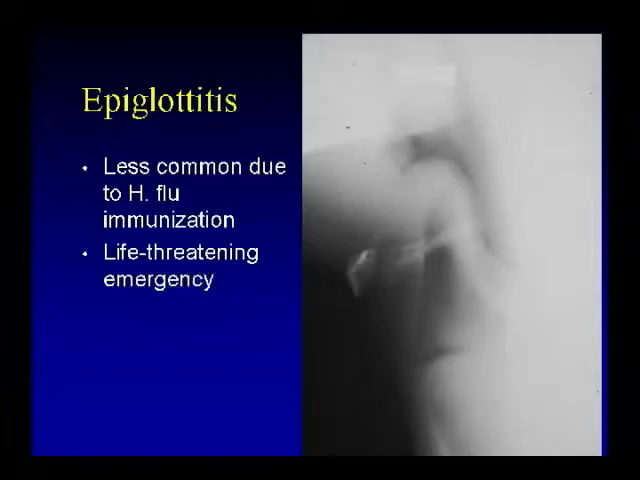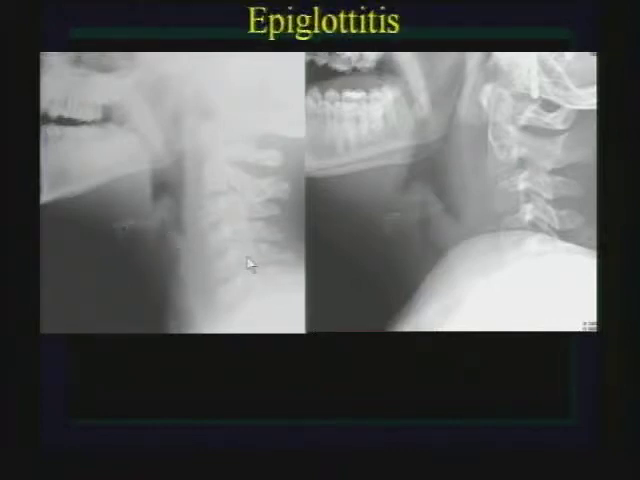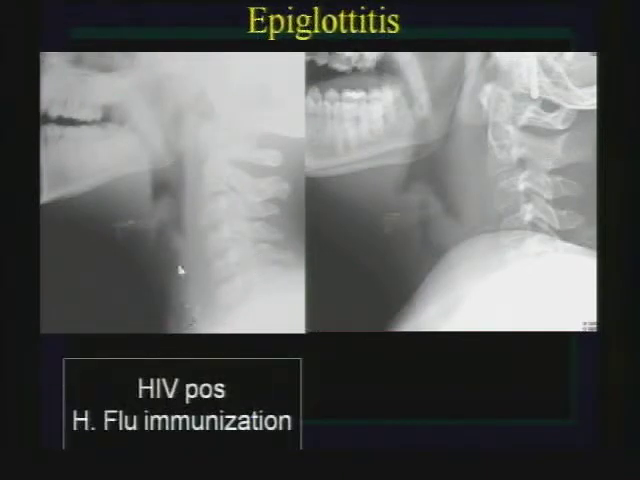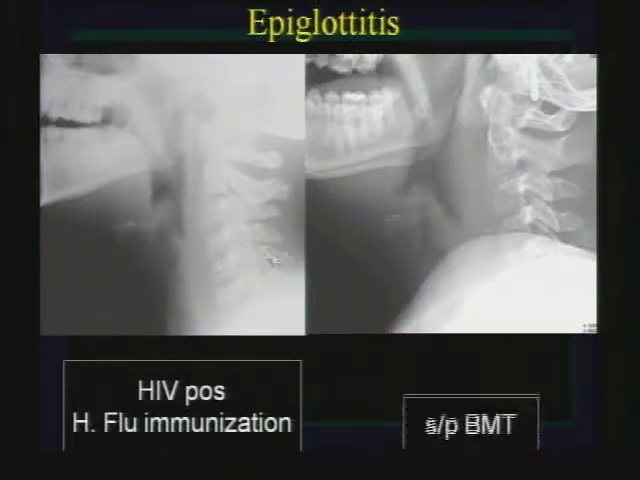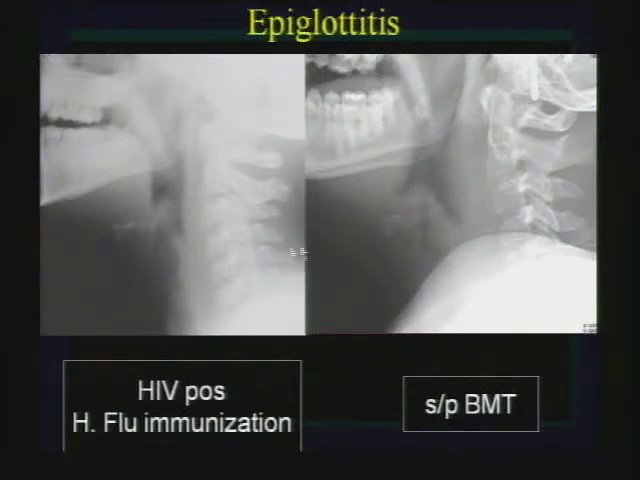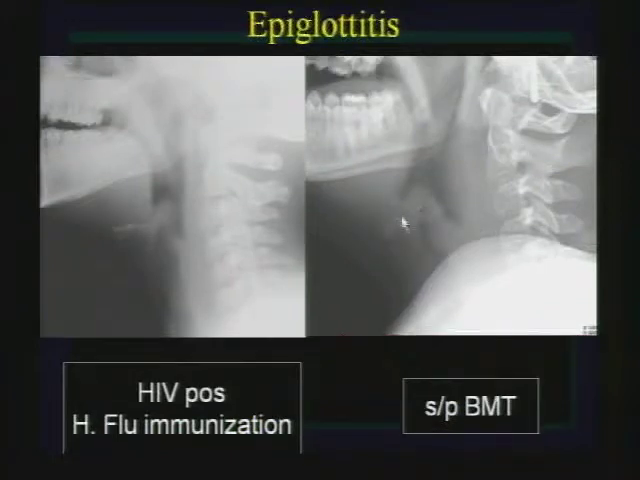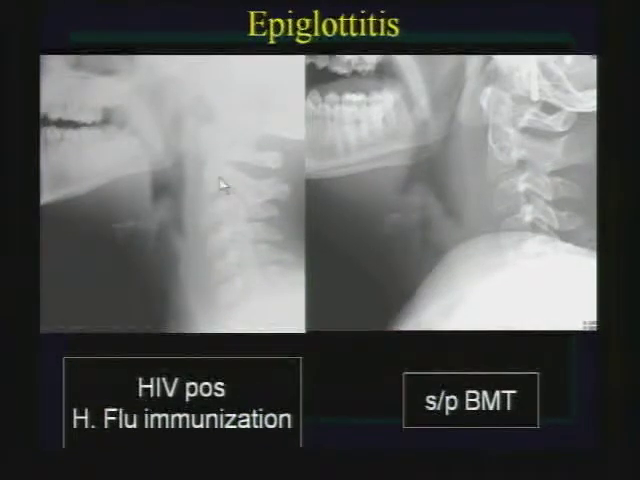It's a life-threatening emergency, and every institution needs to have some policy to deal with it if and when it comes. We used to see it much more commonly. Here are our last two cases of epiglottitis, and they were both a little bit unusual. One was an HIV-positive child who had immunization, but it didn't work. The other was a child who had a bone marrow transplant, and this has been reported. They're not exactly sure of the mechanism, but some children with bone marrow transplant will develop a form of epiglottitis.